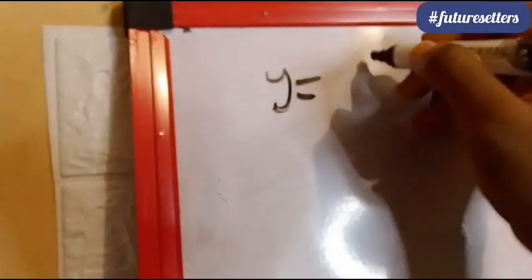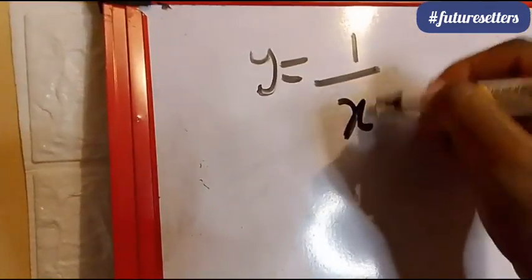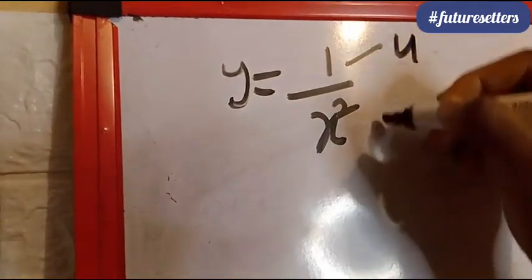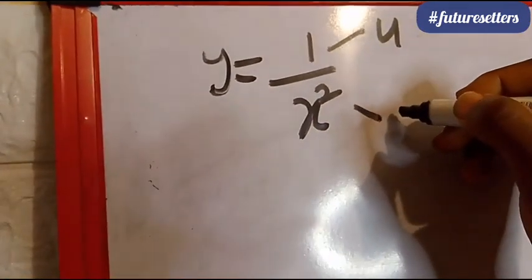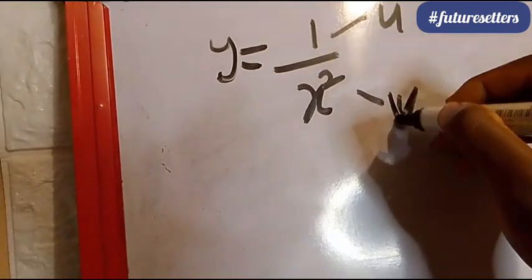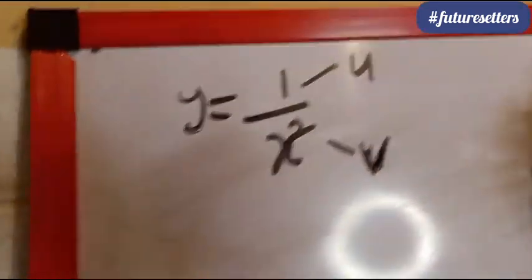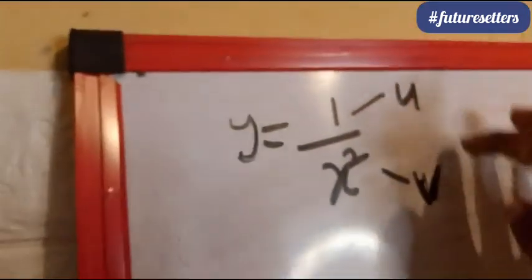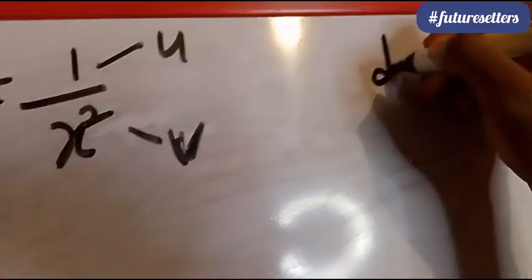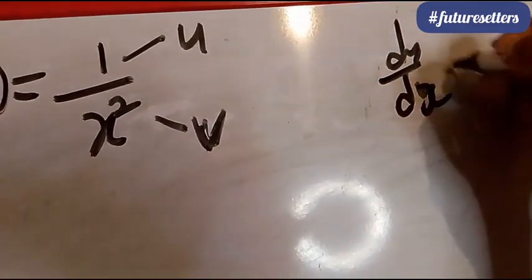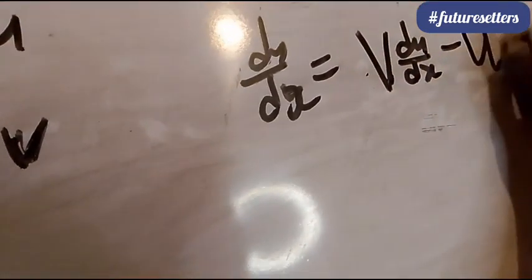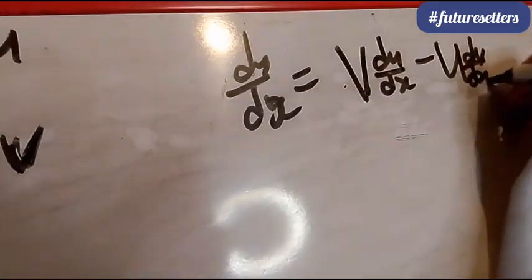So in a situation where you have something like y equal to 1 over x raised to power 2, we can say 1 is u, and x squared is v. So we can have u over v. Now don't make that mistake of writing v over u, it is u over v. So to solve this, you just know that dy/dx is equal to v du/dx minus u dv/dx over v squared.